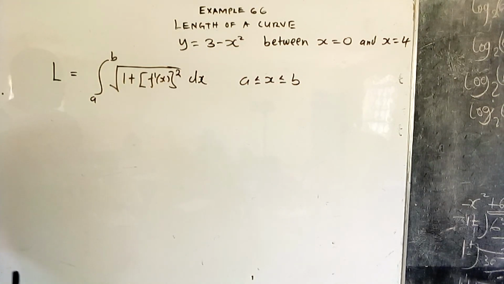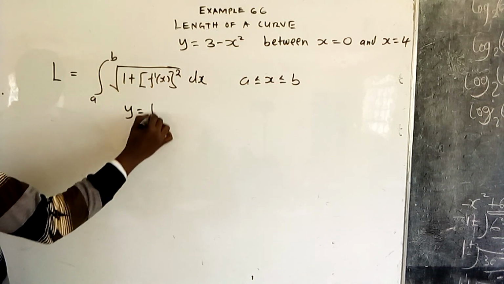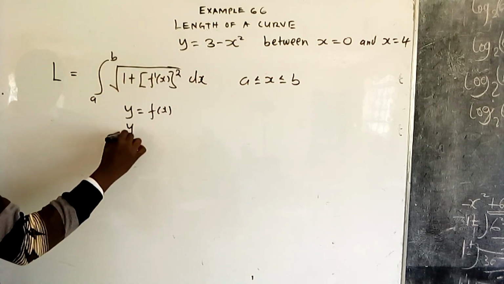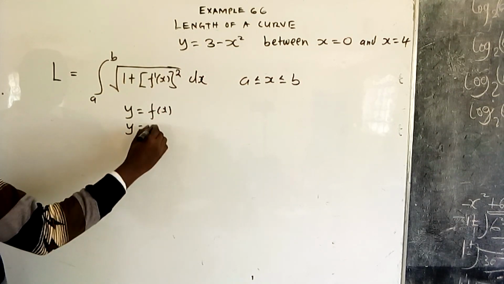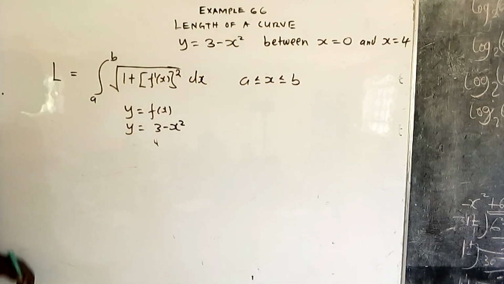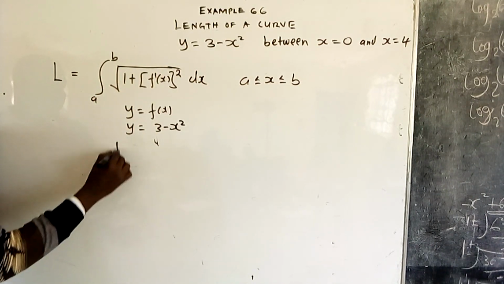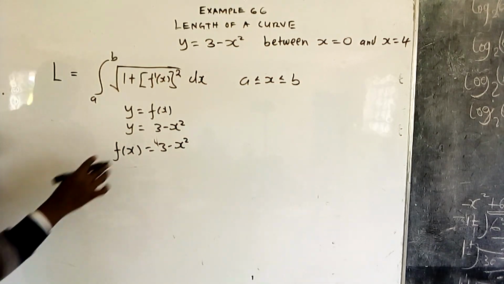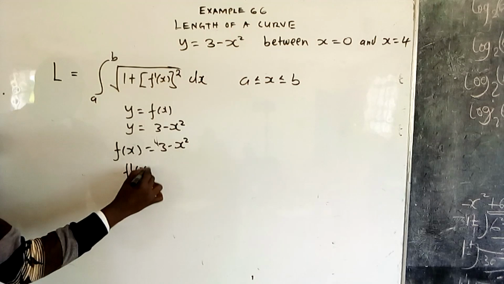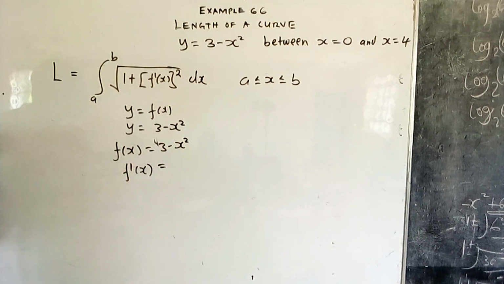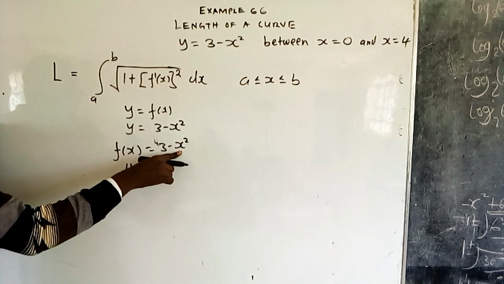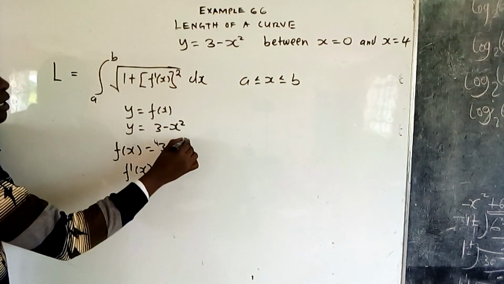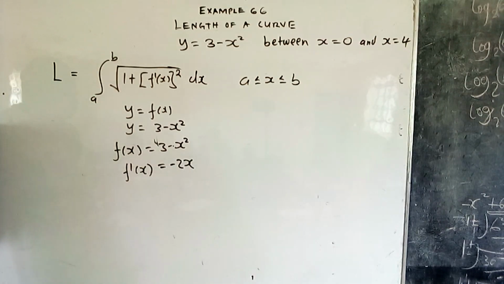So if y is a function of x, and our curve there is y equals 3 minus x squared, that is enough to tell you that the function of x is 3 minus x squared. So if you differentiate f of x, that is f prime of x, you get? If you differentiate a constant, you get 0. If you differentiate minus x squared, you get negative 2: 2 times negative 1 is negative 2, and you reduce the power by 1. So you get negative 2x.